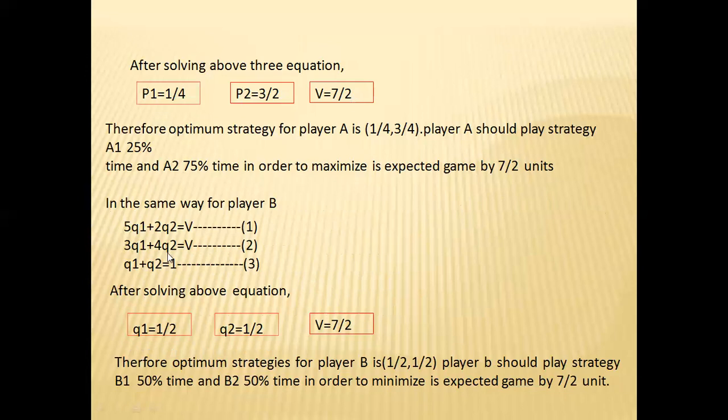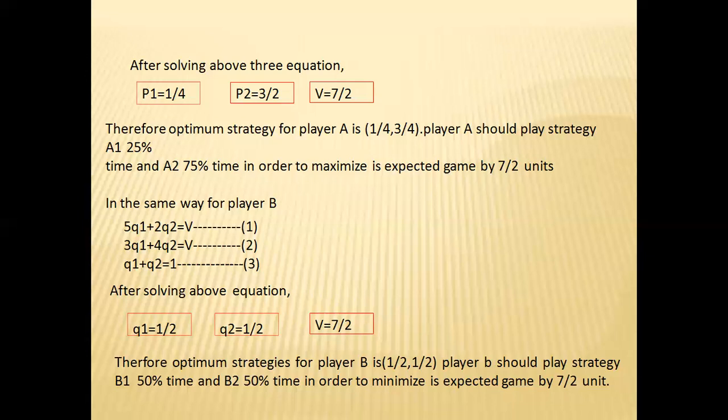Therefore, the optimum strategy of player A is 1 by 4, 3 by 4. And this player should play with a strategy of 25 percent of the time A1, and A2 is 75 percent of the time. That is 1 by 4 and 3 by 4, and the expected gain is a maximum of 7 by 2 units.